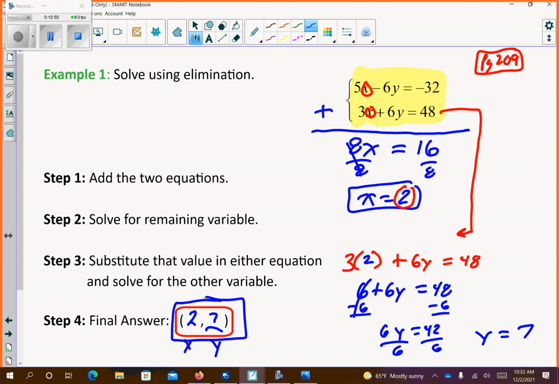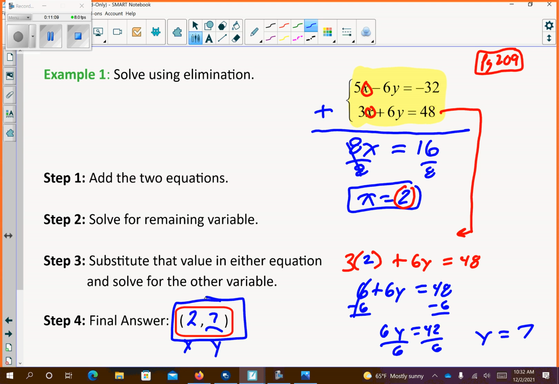If we had graphed those, which would not have been pretty ones to graph, but if you could graph them really well, you would find that they cross at 2 comma 7. Okay? Questions on that?